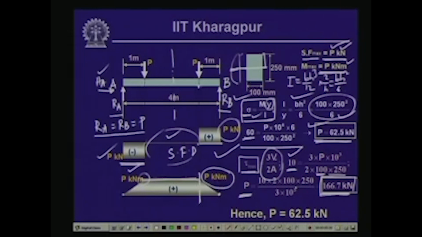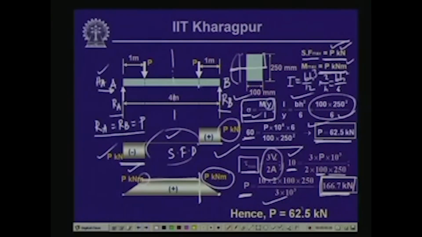Now, if you use the higher value of these two, P equals 166.7 kilonewton, then the bending stress is going to go beyond the 60 megapascal, which is the limiting value, because we have obtained the value of P corresponding to the bending stress as 62.5 kilonewton. And if we use 62.5 kilonewton as the loading, then the shearing stress will be lower than 10 megapascal, since we cannot go beyond the allowable limit of the stresses.